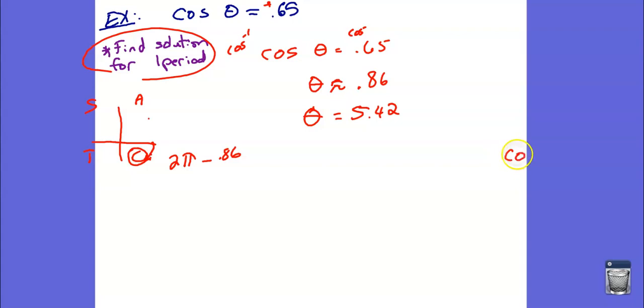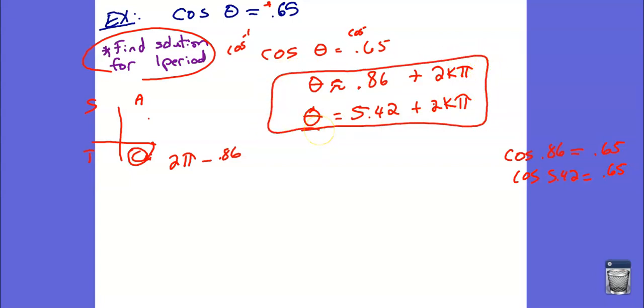Again, just to double check, make sure you understand what I'm doing. We found theta. So cosine of 0.86 equals 0.65 in radian mode. Cosine of 5.42 equals 0.65. That's what we're trying to find, again, in radian mode. All right, and then, again, I want to find all theta, so we're basically just going to add 2k pi. And these would be my solutions for solving that equation.